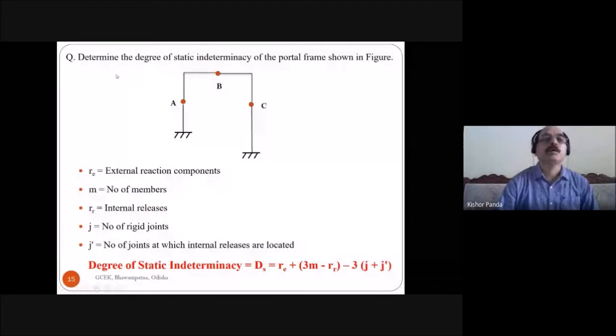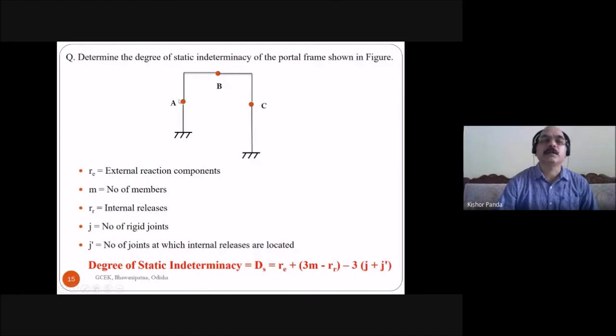Then coming to another example, this is the hybrid structure. This is hybrid, where you have internal hinges. Determine the degree of static indeterminacy of the portal frame as shown in figure. These are the internal hinges. So you can find out using this equation.